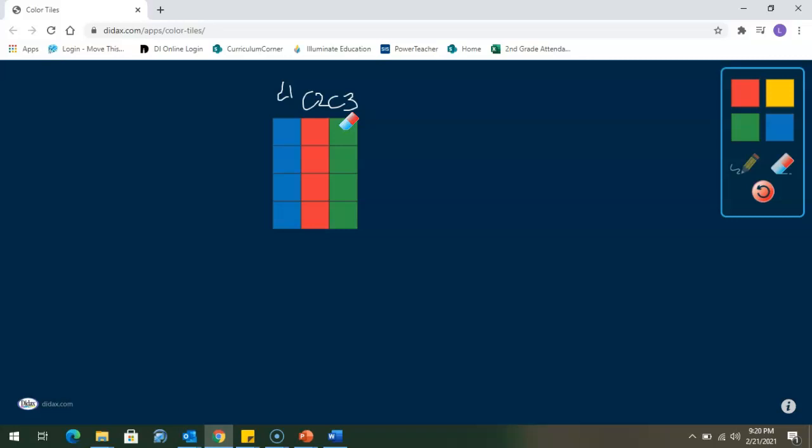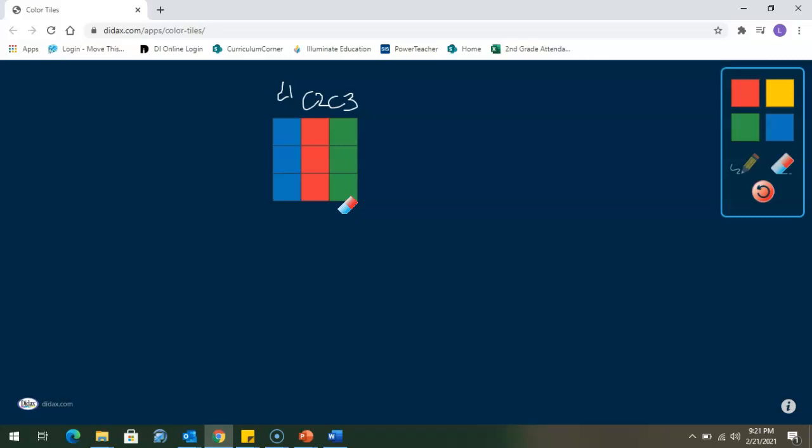Now, if I take away one row, what do you notice about the shape of this array? Yes, it's now a square because the columns and rows are equal. There are 3 rows and 3 columns. So let's see if we can make another square array. I want you to really think about it. If we have 25 tiles, how can I make it into a square?